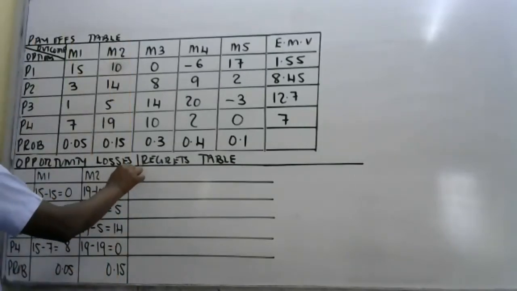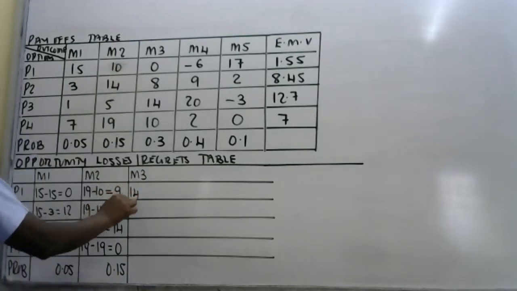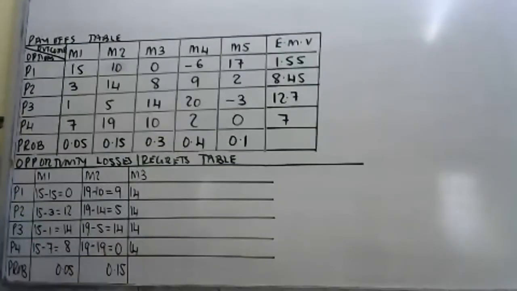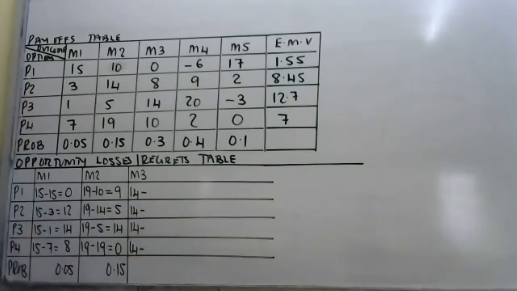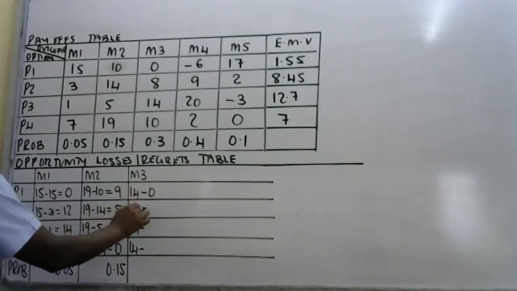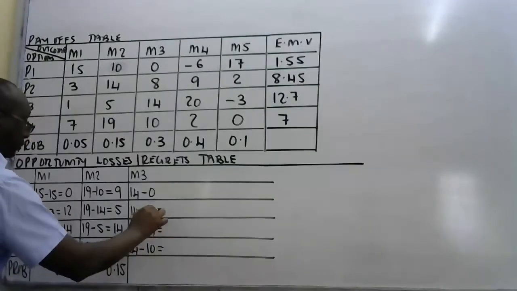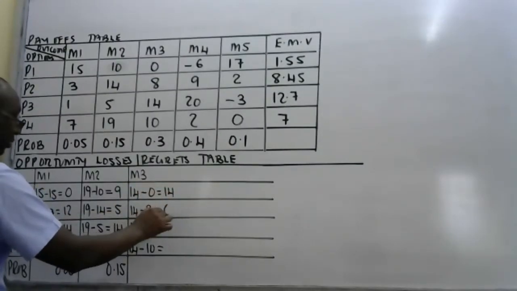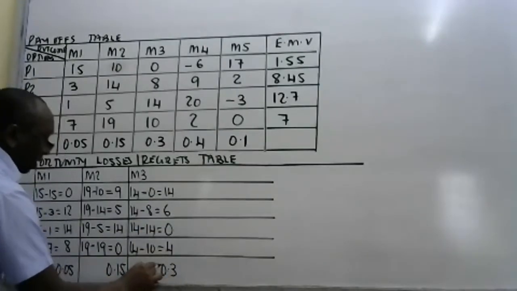Then you go to M3. M3, do the same. The highest there is 14. So you subtract the others. The others are 0, 8, 14, and 10. So this is 14, this is 6, this is 0, and this is 4, and the probability is 0.3.